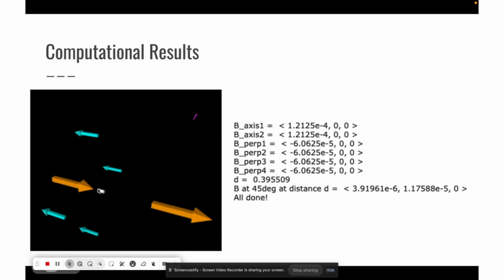Some drawings of the bar magnet. These are the on-axis. These are perpendicular. This is the 45-degree one.